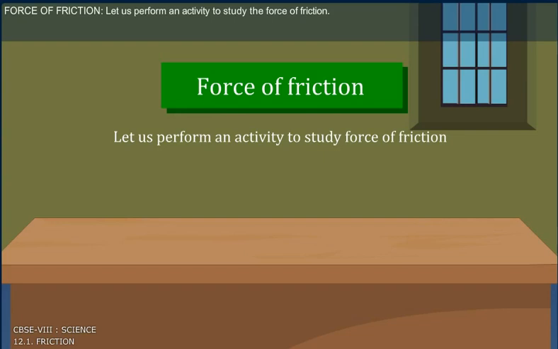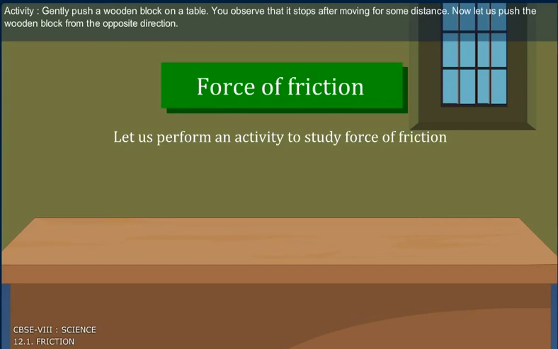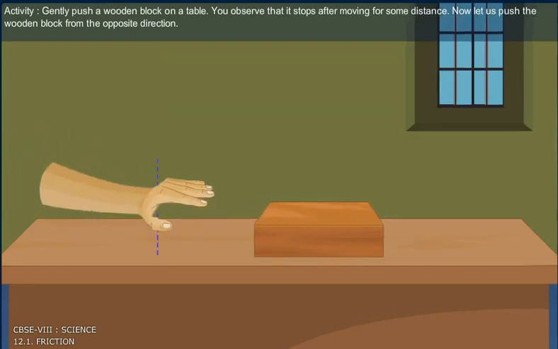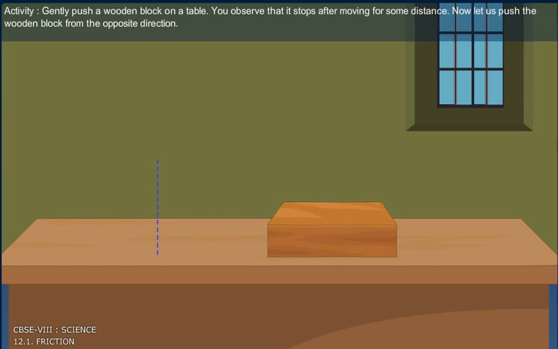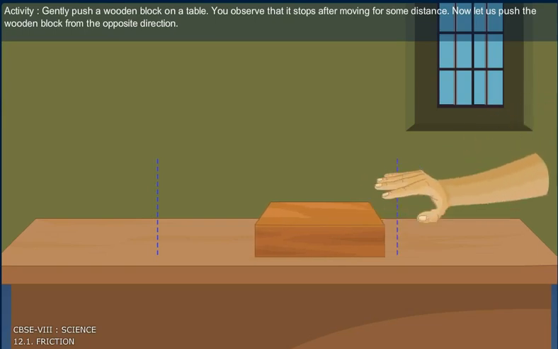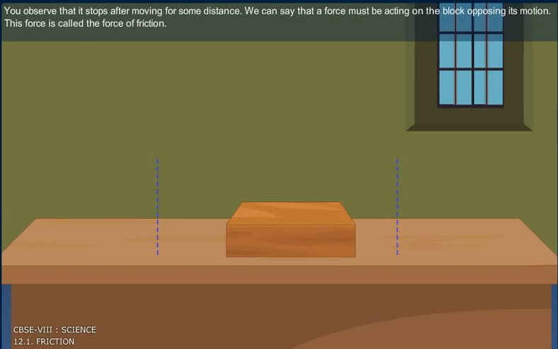Force of friction. Let us perform an activity to study force of friction. Activity: gently push a wooden block on a table. You observe that it stops after moving for some distance. Now, let us push the wooden block from the opposite direction. You observe that it stops after moving for some distance. We can say that a force must be acting on the block opposing its motion. This force is called the force of friction.